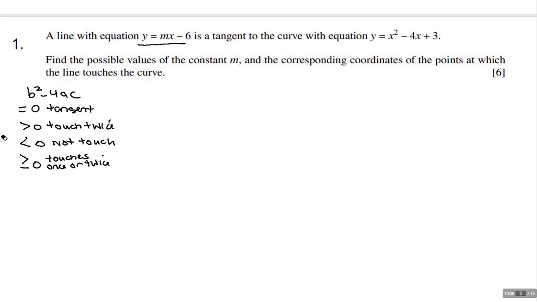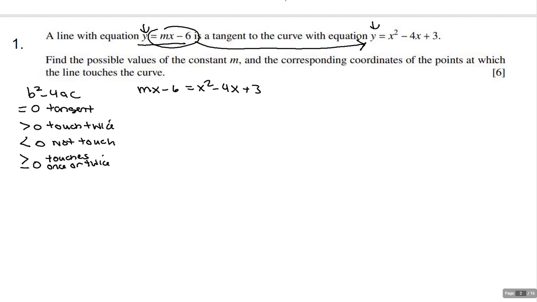Okay, so typically in this kind of scenario, let's go ahead and set it up. Because this is y, and what we're talking about is where they intersect, this y should equal that y. And so what I'm going to do is take this and replace that y with it because, again, it should be equal. And so I write the equation mx minus 6 is equal to x squared minus 4x plus 3.